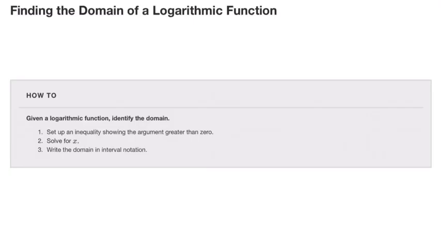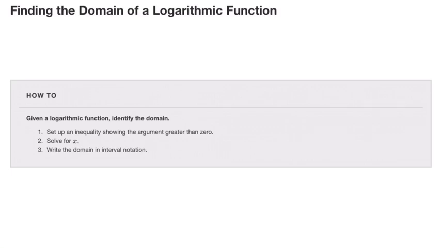We're going to be working on Section 6.4, graphs of logarithmic functions. First we want to take a look at finding the domain of a logarithmic function. Given a logarithmic function, how to identify the domain: set up an inequality showing the argument greater than 0, solve for x, and write the domain in interval notation.